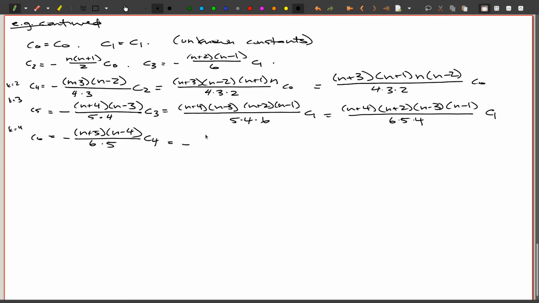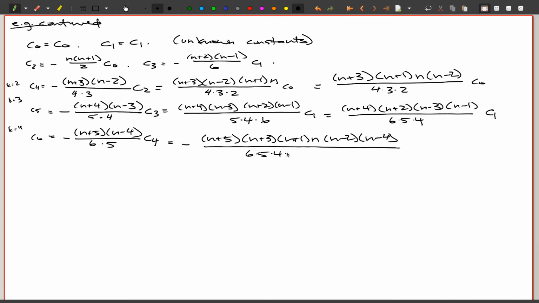We're going to have minus n plus 5 times n plus 3 times n plus 1 times n minus 2 times n minus 4 divided by 6 times 5 times 4 times 3 times 2, all times C sub 0. And as I did that one, I rearranged it in that descending order, the same way I did in that second step right there. So hopefully you can see that all those terms came from the two objects I was looking at. And let's just do maybe one more to make sure that we can really see this pattern.